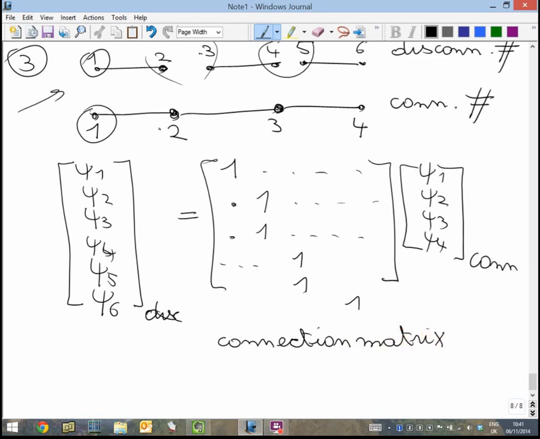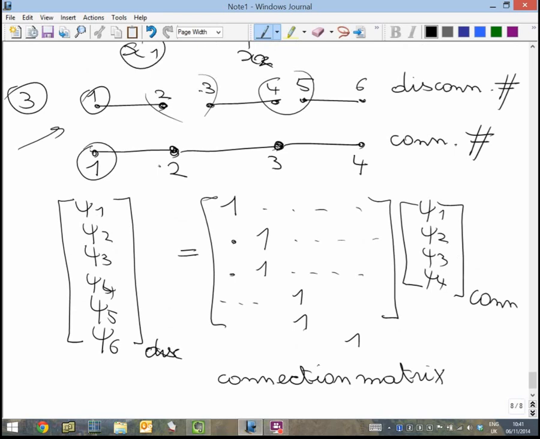It's just a way with linear algebra to basically glue all of your elements together. If you solve them individually, you get values which are in the disconnected numbering scheme. You can bring them in a connected scheme by having this matrix work on them.